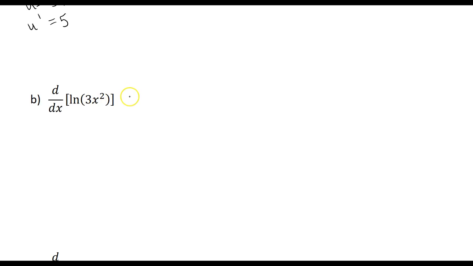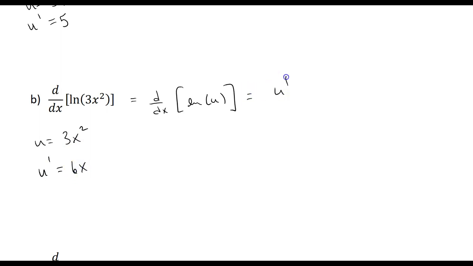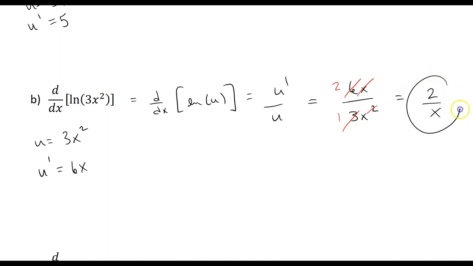In this case, I've got the derivative with respect to x of the natural log of u, where u is 3x squared. So u prime would be 3 times 2x, or 6x. So this is also u prime over u, which is 6x over 3x squared. I can cancel the 6 and the 3 to leave a 2 and a 1, and I can cancel one of the x's. So I actually get 2 over x as my derivative.